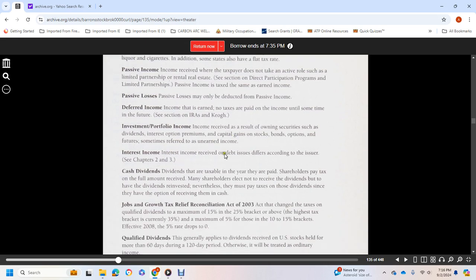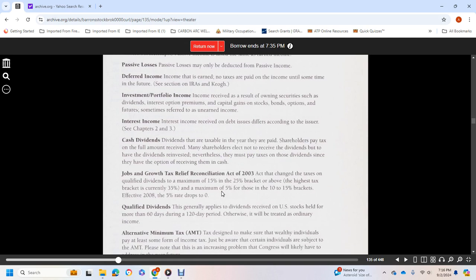Interest income is received on debts issued, taxed according to the issuer. Dividends are taxable in the year paid, with the taxpayer paying tax on the full amount received. Many shareholders choose not to receive the dividends but to have the dividends reinvested; nevertheless, they may pay tax on the dividends since they had the option of receiving them in cash.